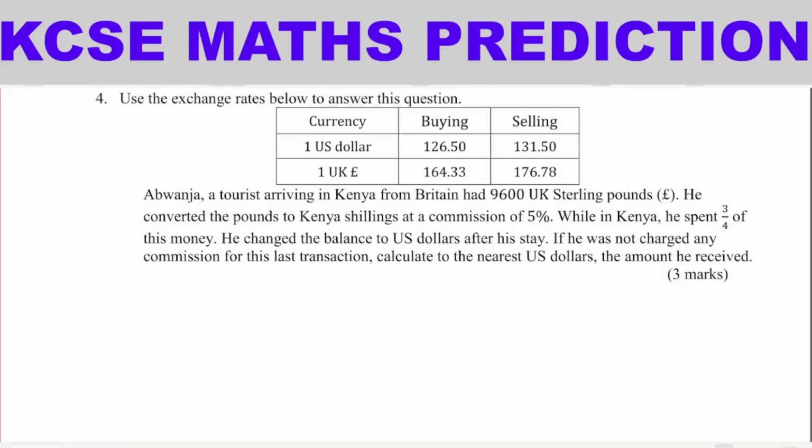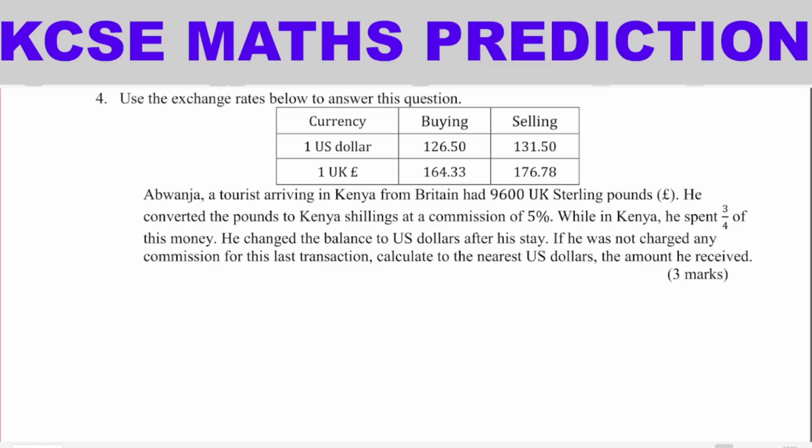Use the exchange rates below to answer this question. There's a currency, US dollar, and then they're buying and selling. Abwanja, a tourist arriving in Kenya from Britain, had 9,600 UK sterling pounds. He converted the pounds to Kenya shillings at a commission of 5%. While in Kenya, he spent 3/4 of this money. He changed the balance to US dollars after his stay. If he was not charged any commission for this last transaction, calculate to the nearest US dollars the amount he received.